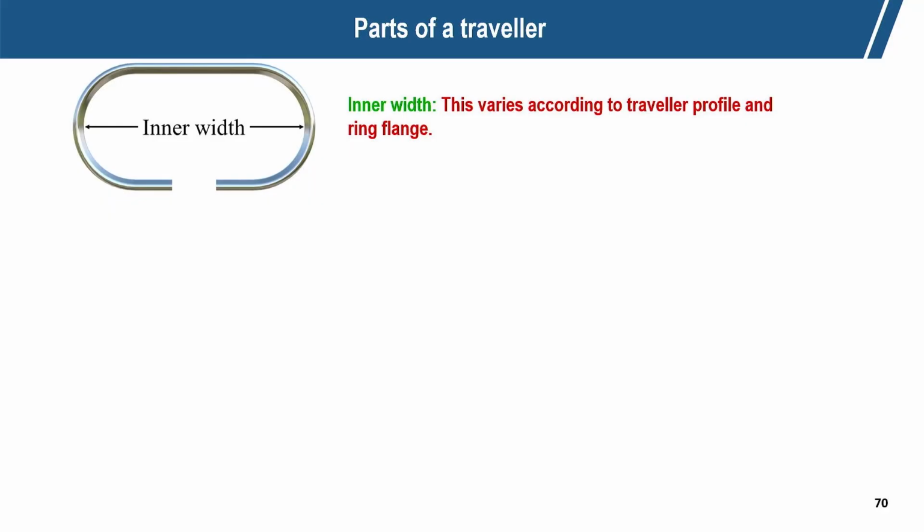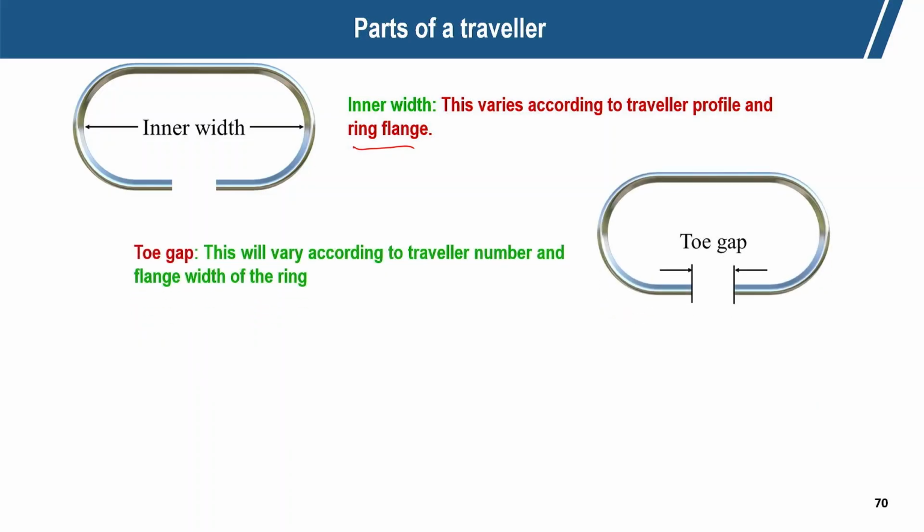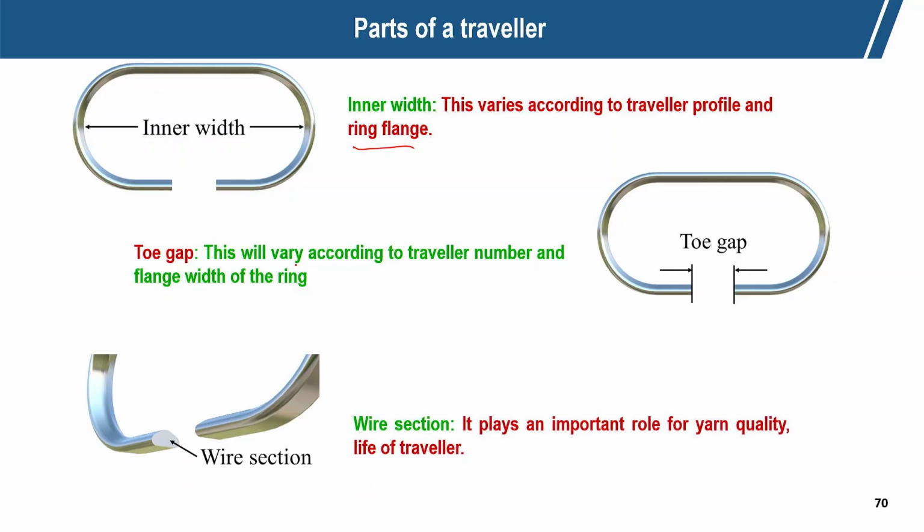Inner width varies according to the traveller profile and ring flange. If the ring flange is larger, the inner width will be larger; it should be according to the ring flange. And the toe gap will vary according to the traveller number and the flange width of the ring. And these are the wear sections. They play an important role in yarn quality and the life of the traveller, which we have already discussed, and also in heat dissipation.